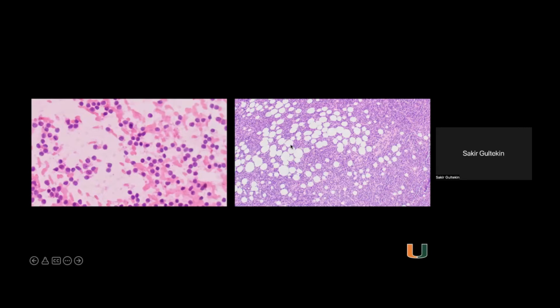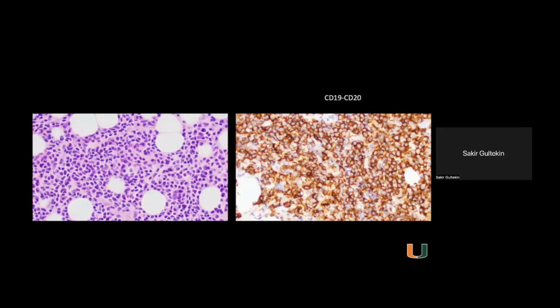Okay, next slide, please. On high power, we do see that these look like a proliferation of mononuclear cells. Looks like some kind of hematopoietic process, probably lymphoma. It looks low grade because it doesn't have a lot of apoptosis or many mitoses. On the right side, we demonstrate that these cells express B-cell markers, CD19 and CD20. In this case, it expresses both of them. So it is probably a low-grade B-cell proliferation.